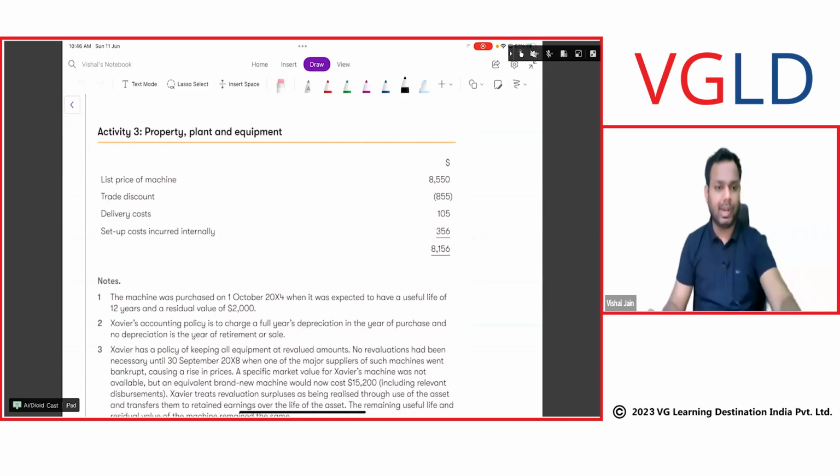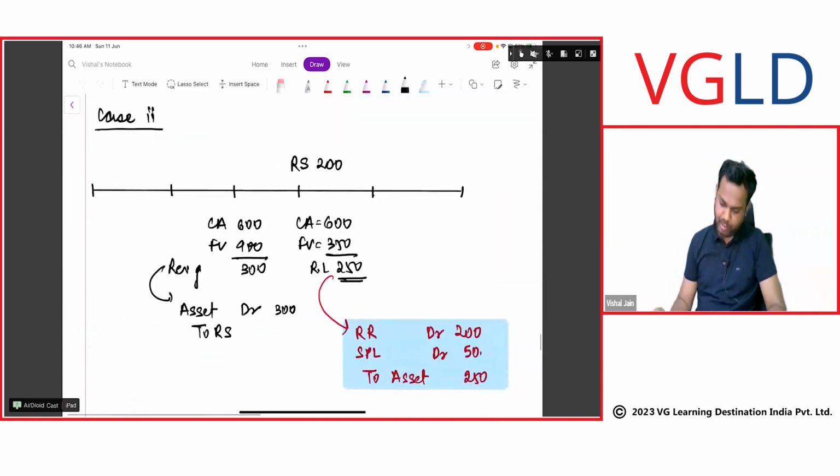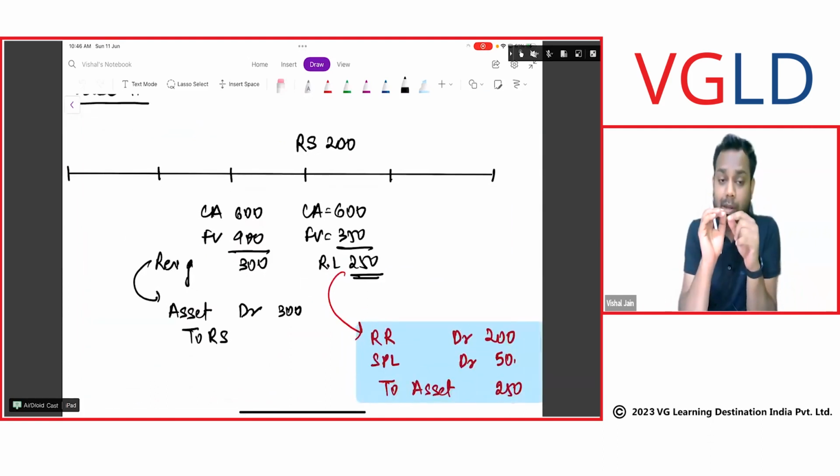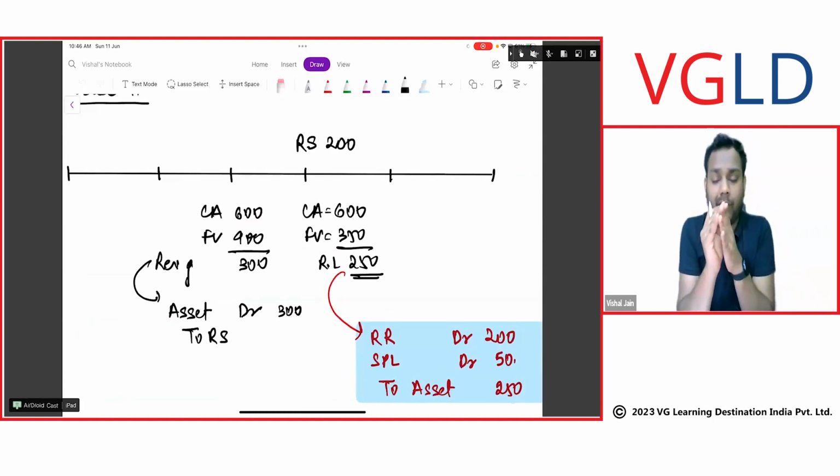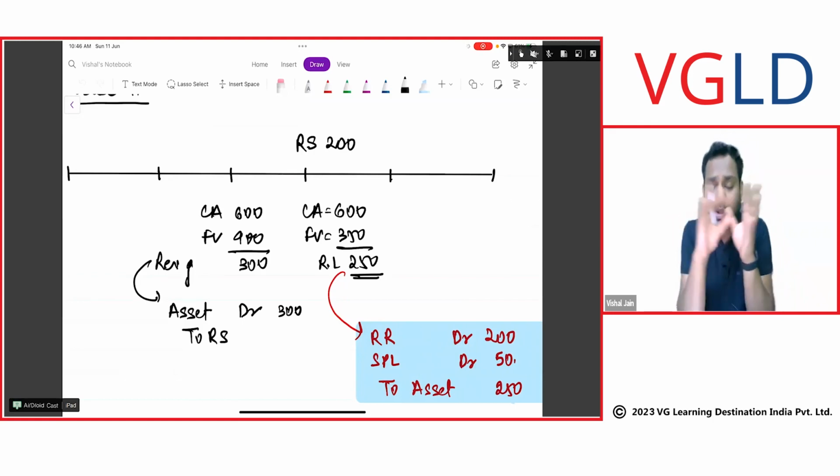Case 2, second part, journal, please explain. Okay, fine. Now understand again. What happens in case number 2? The entity transfers the revaluation reserve to retained earnings over the life of the asset. This was case 2, right? Now what happens when the entity transfers the revaluation surplus to retained earnings over the life of the asset?